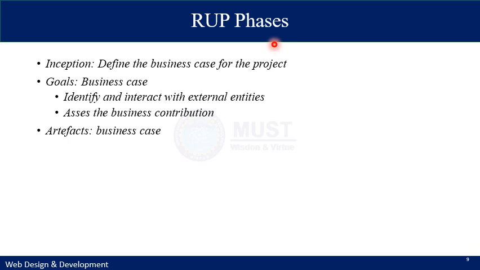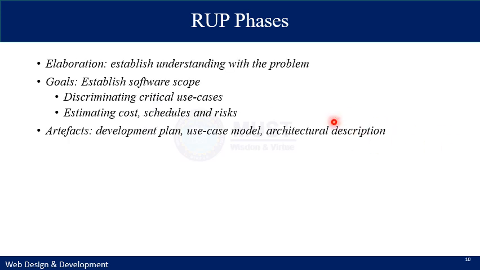So the Rational Unified Process starts with the inception phase. That means it starts with the definition of the business case for the project. The goal of this phase is to develop the business case, and the end product will be a business case. So you have to identify and interact with the external entities such as stakeholders to assess the needs of the business contribution. So when you are done with the inception, you have a business case.